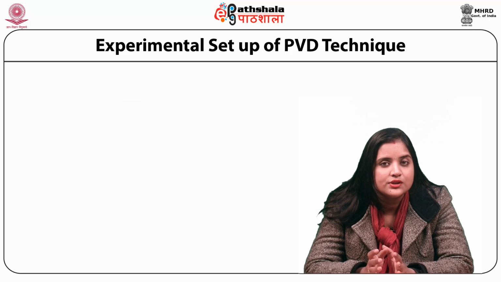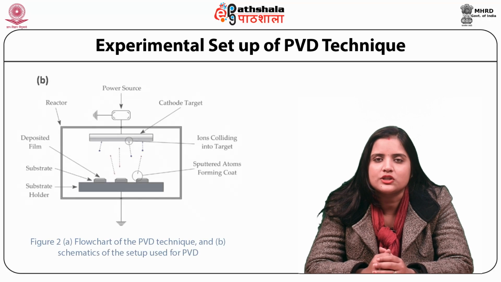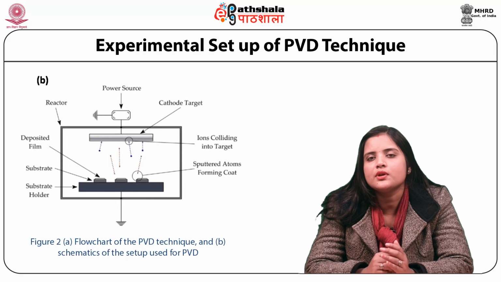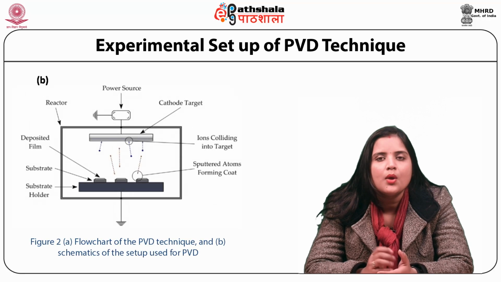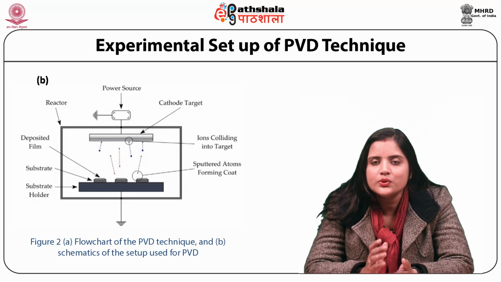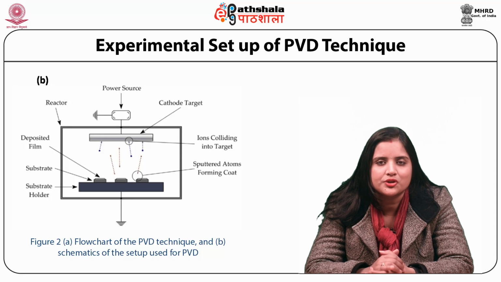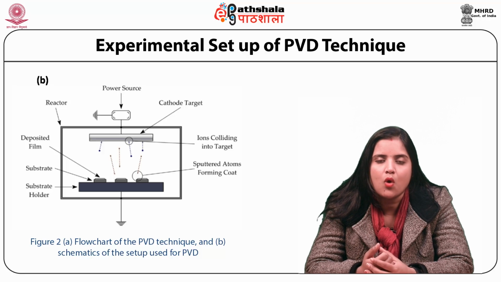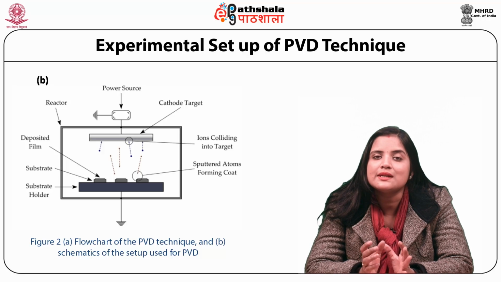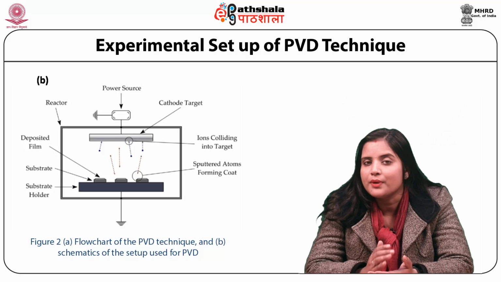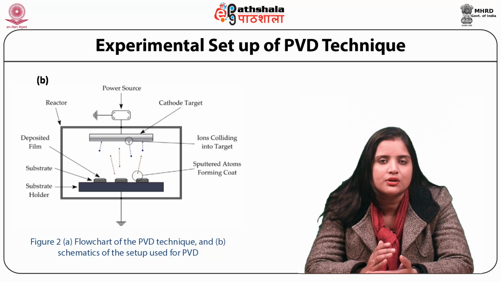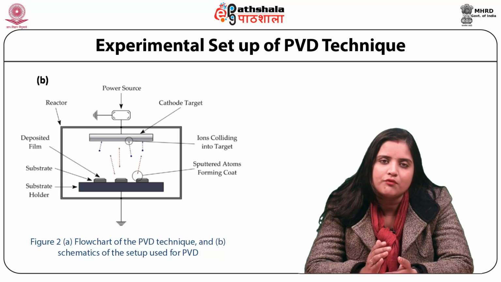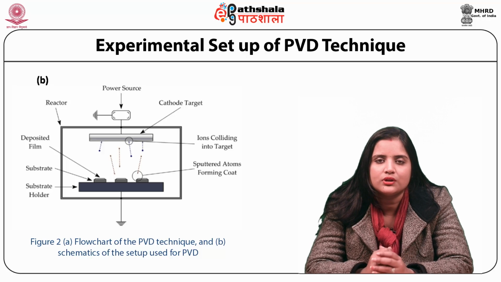Let us now study the experimental setup of the physical vapor deposition technique. The figure shows the experimental setup which is used for the physical vapor deposition technique. The experiment is performed in a quartz or alumina ceramic tube. Depending on the application, the tube may be fitted either horizontally or vertically.